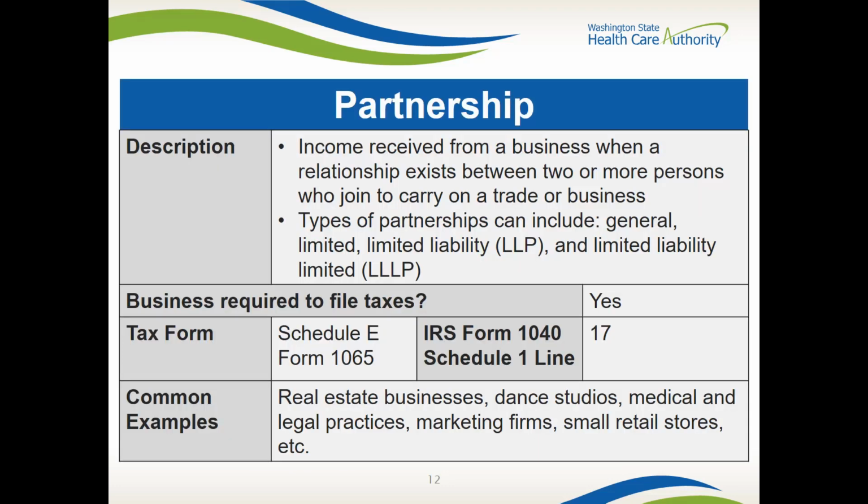Partnership. Partnership income is income received from a business when a relationship exists between two or more persons who join to carry on a trade or business. Each person contributes money, property, labor, or skill, and expects to share in the profits and losses of the business. Types of partnerships can include general, limited, limited liability, LLP, and limited liability limited, LLLP. The partnership itself is required to file the tax return and pass any losses and gains onto its partners.